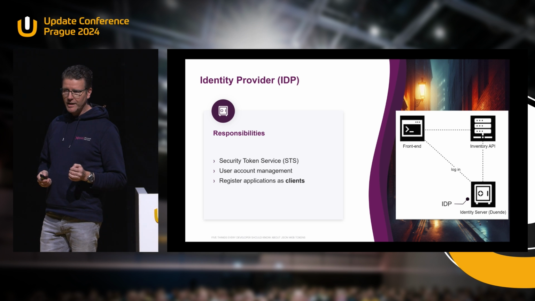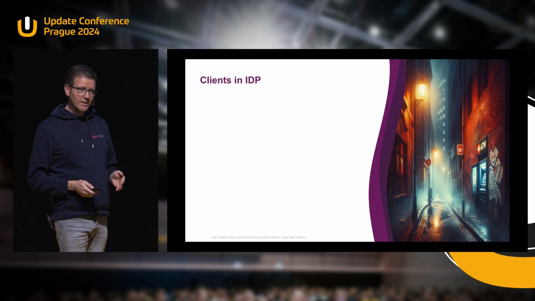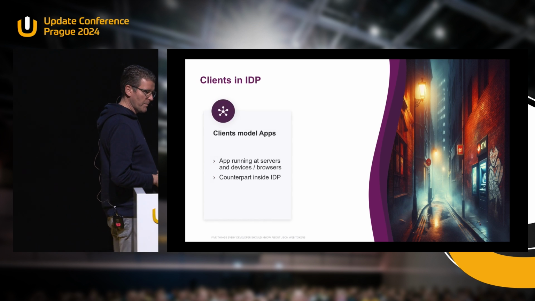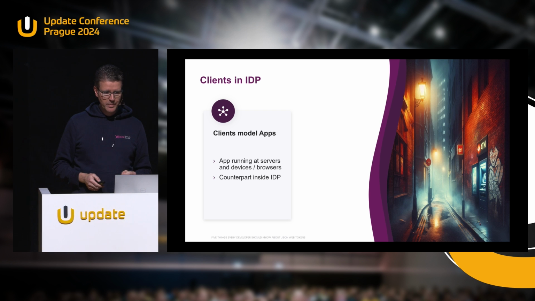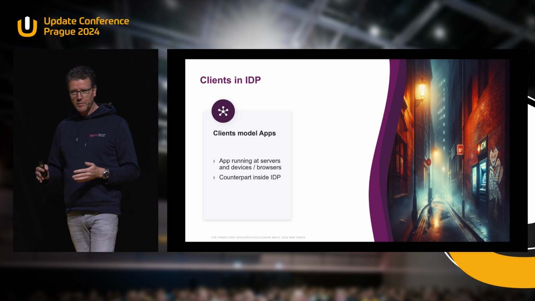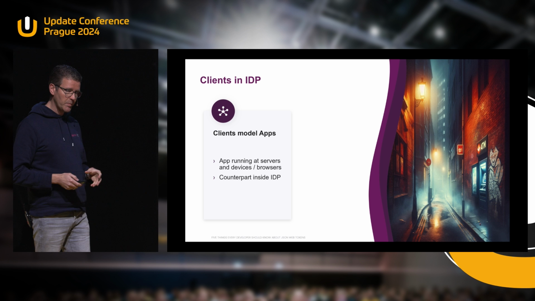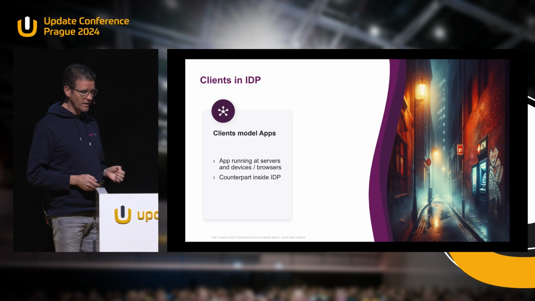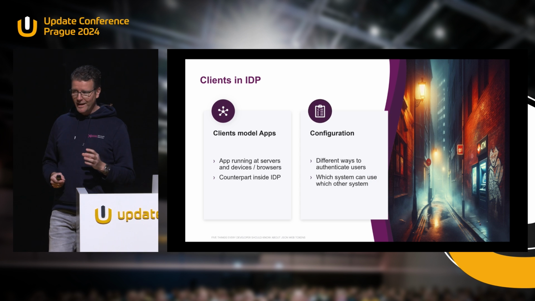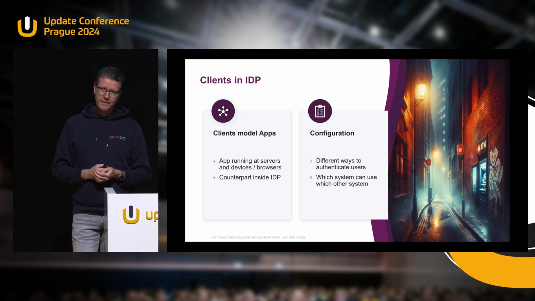And finally, an IDP will also have these things called clients. And clients represent the moving parts of your software. So if you look at clients in an IDP, you will generally have a client inside the IDP for every moving part of the system. So if you have a front end, you will have a client representing the front end. And if you have an API, you will have a second client representing the API. And then, based on those clients, you can add configuration specifying how users will authenticate with those clients and which clients can interact with which other clients.